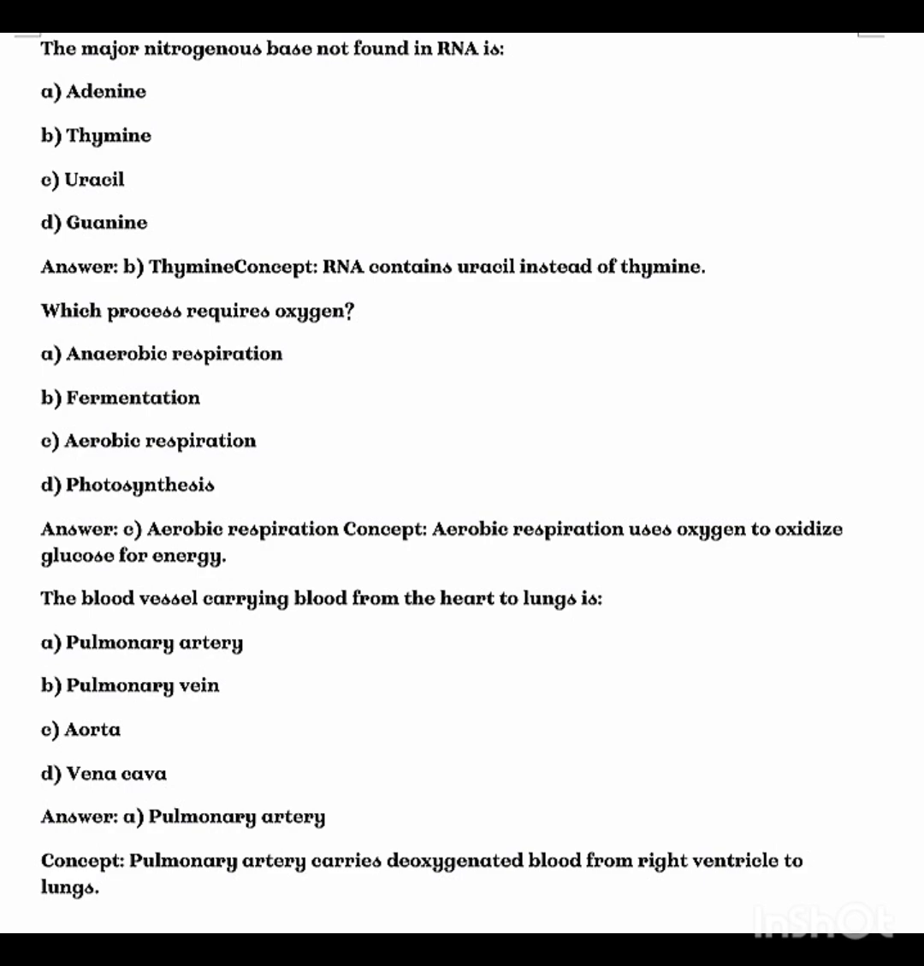The blood vessel carrying blood from the heart to lungs is A. Pulmonary artery, B. Pulmonary vein, C. Aorta, D. Vena cava. Answer A. Pulmonary artery. Concept: pulmonary artery carries deoxygenated blood from right ventricle to lungs.